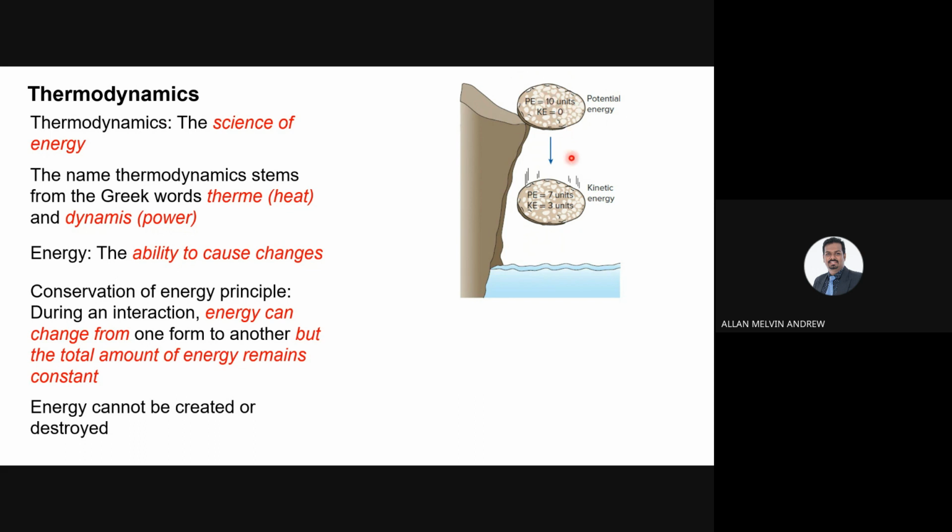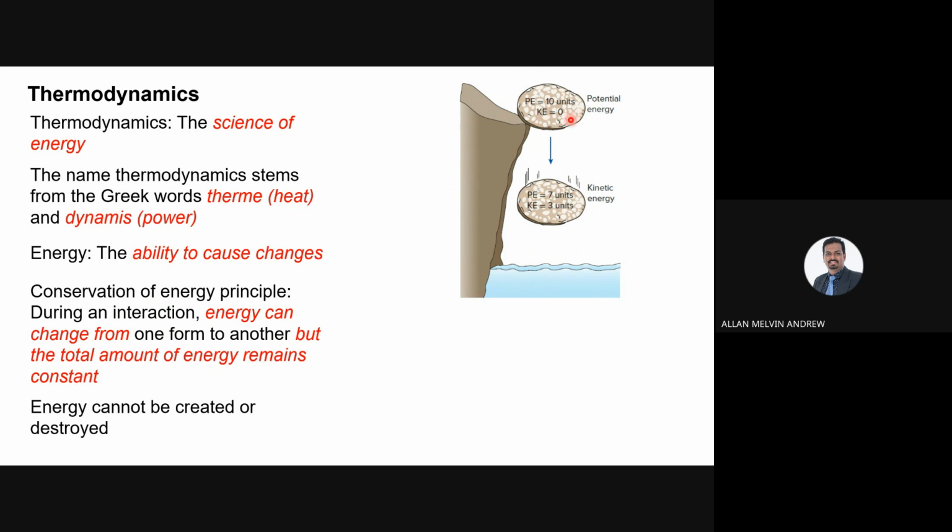But once the rock starts to fall, because it is moving downwards, the potential energy of 10 is converting to kinetic energy. Even though the total is 10, here 10 plus 0 is 10, and here it is distributing: 7 plus 3 is 10. So the total energy is not changing, but the energy is moving from potential energy to kinetic energy, from 7 to 3. So it started to have kinetic energy. That is what we call conservation of energy. It's moving from one form to another. So, the conservation of energy principle: during an interaction, energy can change from one form to another, but the total amount of energy remains constant.